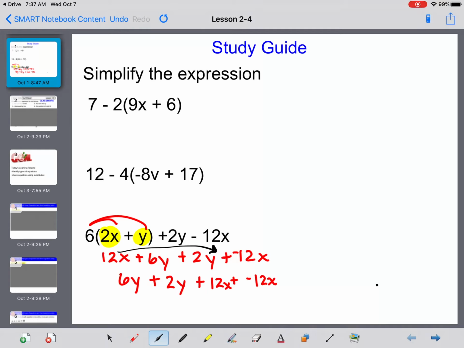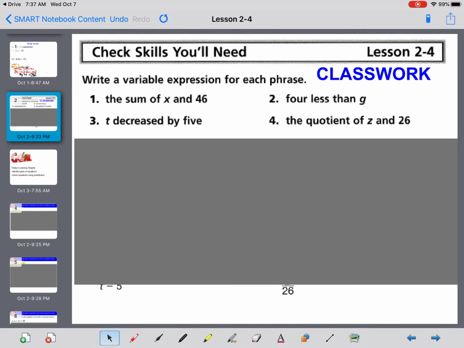The next step is to use my associative property to group my like terms and add them together. 6y plus 2y is 8y. 12x plus a negative 12x, that's 0. 8y plus 0 is still 8y. That's the identity property. So my answer is 8y.